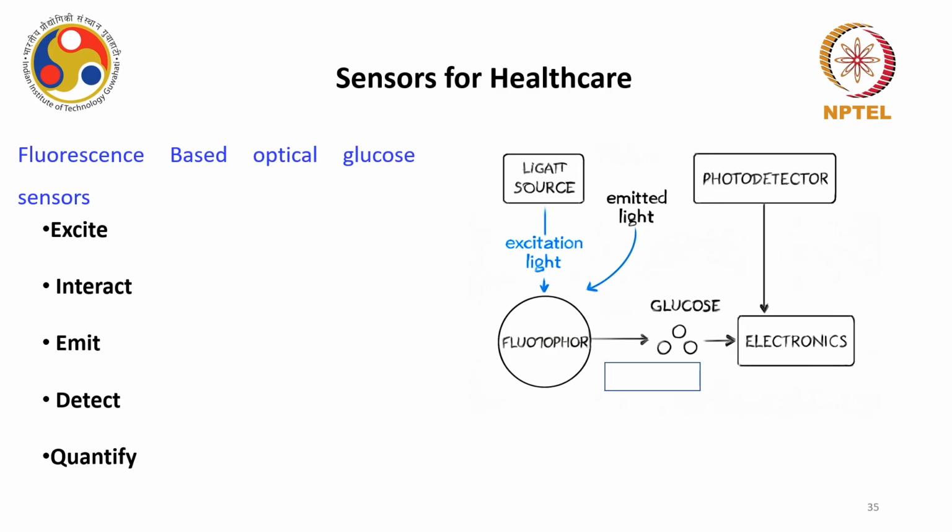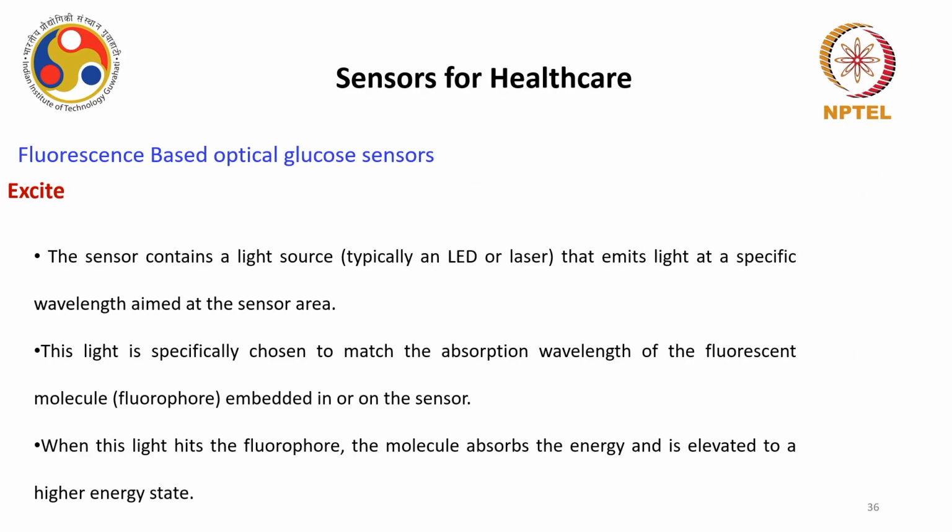So, the fluorescence based optical glucose sensors can have a number of steps. Typically 5 different steps are involved. The first is the excitation, or excite, then interact, emit, detect, and then quantify. It is as simple as this. So, what do we mean by the excitation?